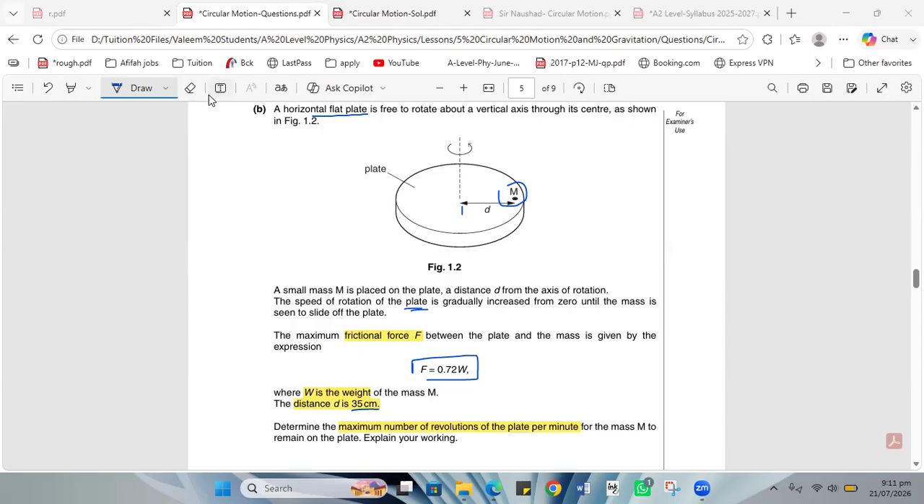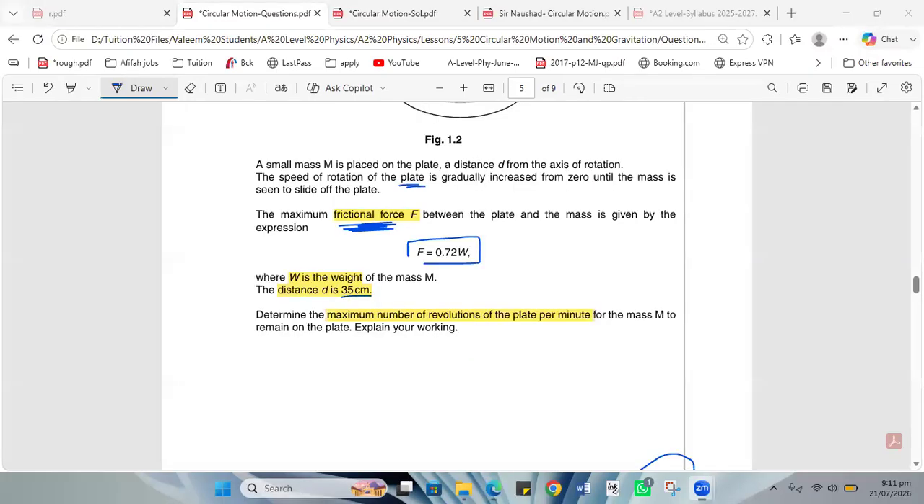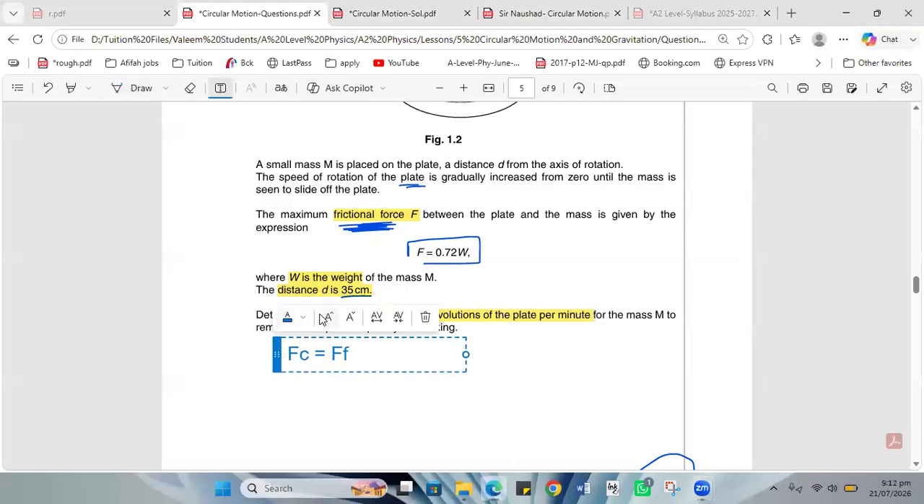There is no... frictional force. Perfect. Frictional force. They've mentioned it here as well. And even if you think about it, the mass is lying on the plate. Imagine this is a plate. The plate is rotating, and on the plate, you have an object placed. Now, what is keeping the object on the plate? Friction between the surface of the plate and the mass. Perfect. So in this case, I can write centripetal force Fc is equal to frictional force.